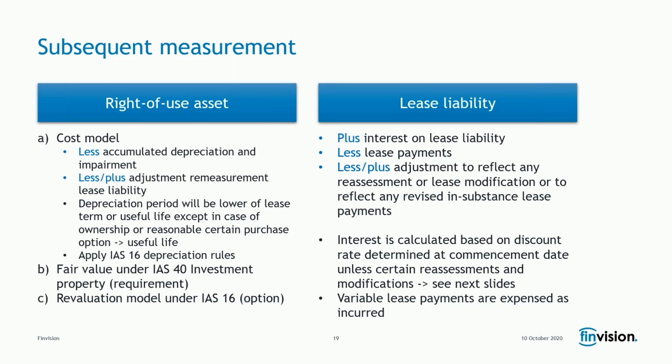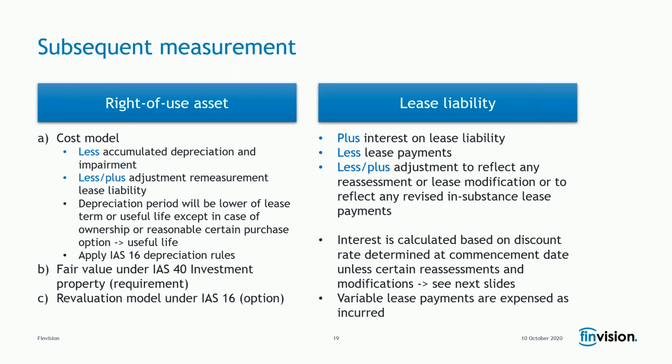And then the third option, which is an option, is that you're allowed to apply the revaluation model, which is foreseen under IAS 16. Of course, you need to consider that in IAS 16, the requirement is that you need to do it for the specific class of asset, and every asset that is included in this class of asset, you need to apply it. So it's not on a building or an asset on an individual basis, but it's a decision on a class basis. So this is the accounting for the right of use assets.